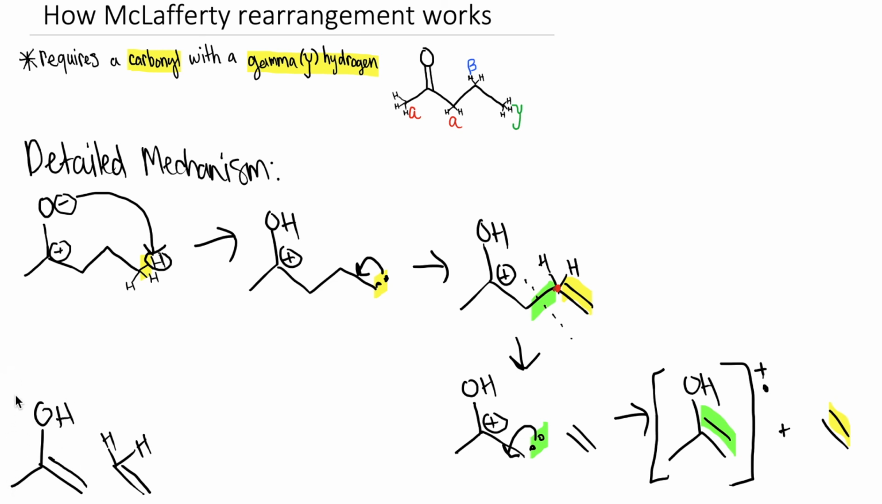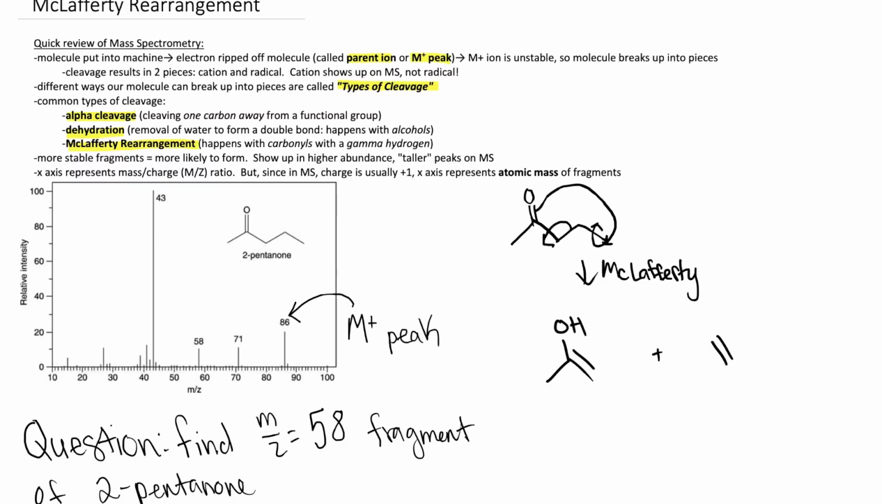Once again, if you would want to denote it in your MS, you would denote it with brackets and a positive and radical at the top right of it. So let's take a look back at our mass spec and see if the fragments that we got through McLafferty, if any of them weigh 58 AMUs.